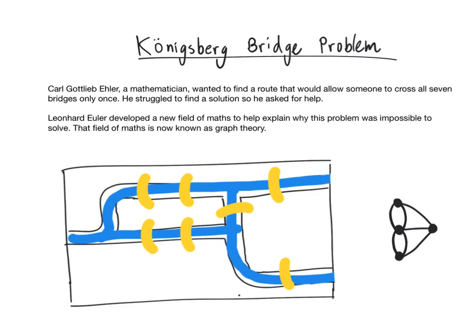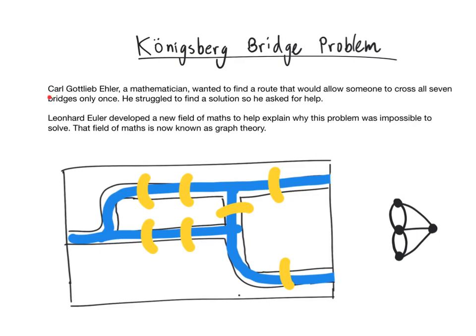Now the story goes that the people who lived in this town tried to find a way to cross over all 7 bridges without having to repeat a bridge. Now as you just saw then, I had to repeat this bridge in order to then cross back over and finish up by going over this last bridge.